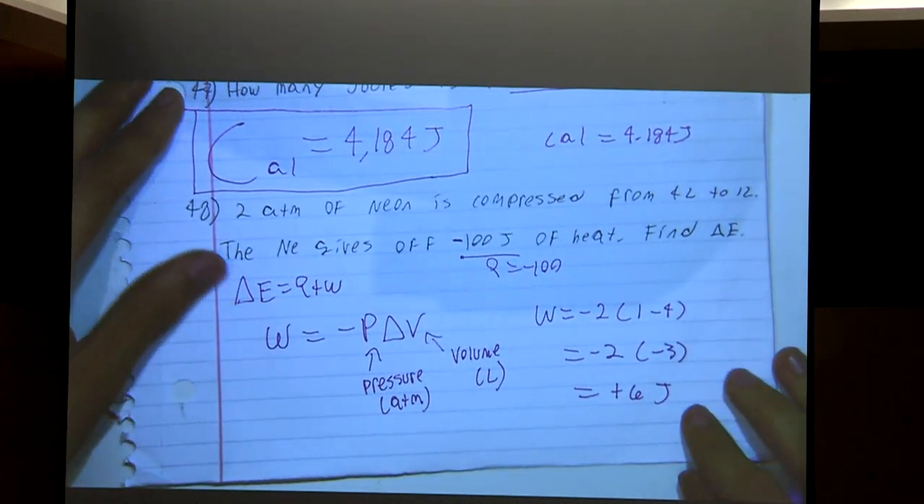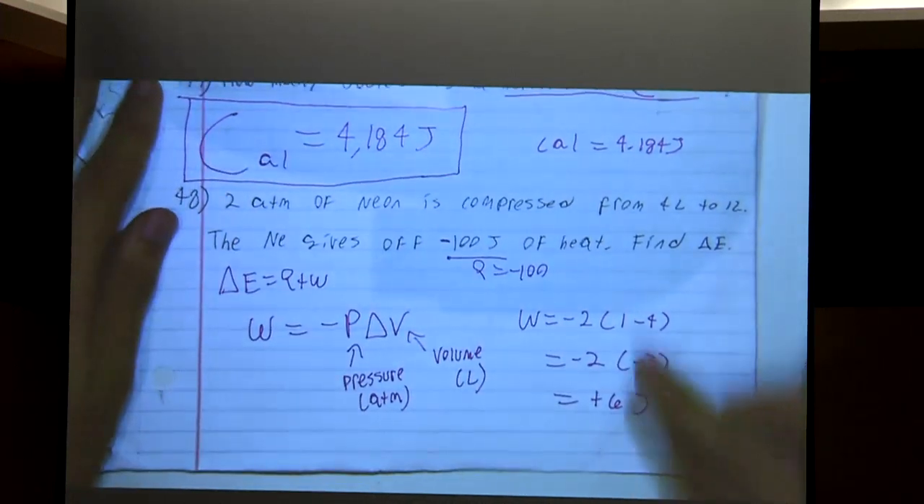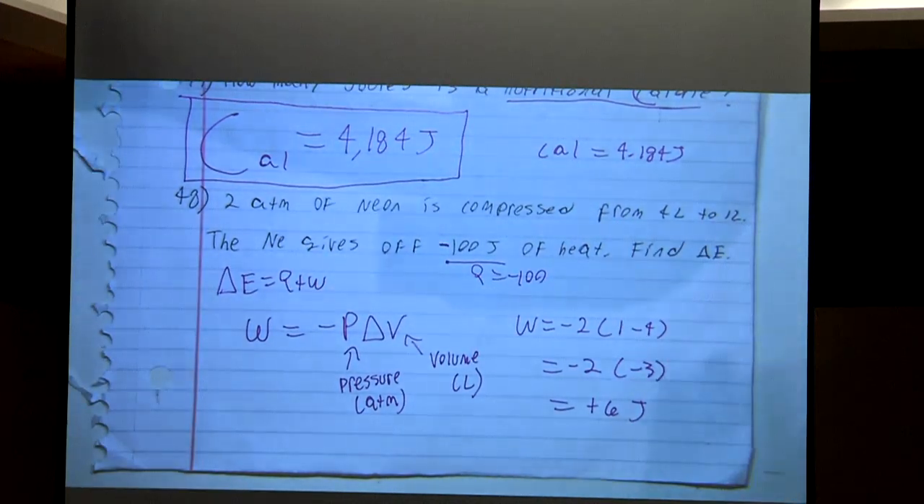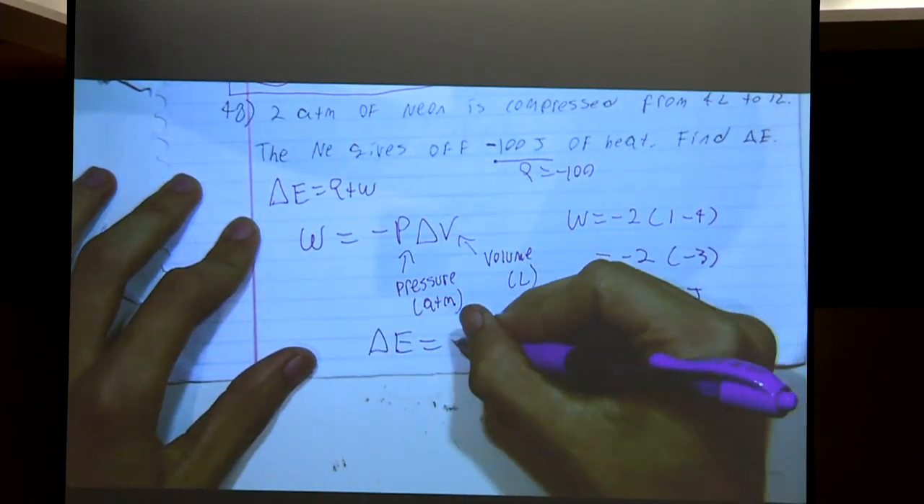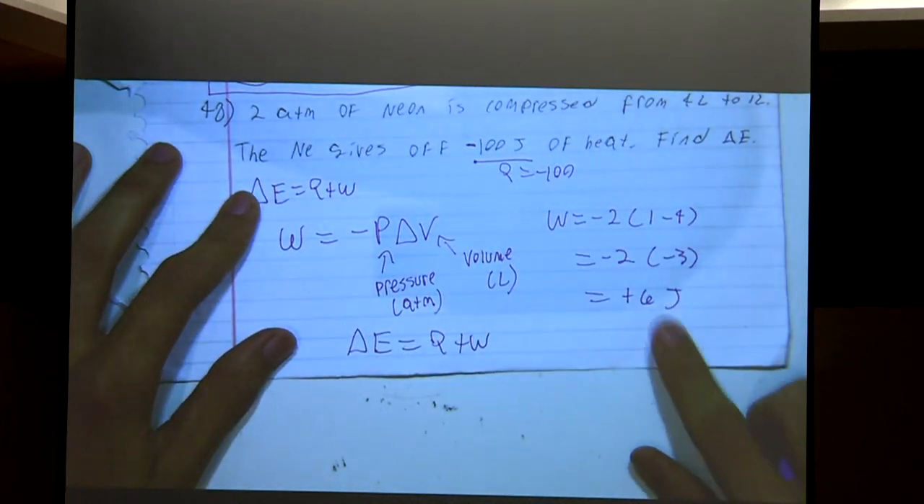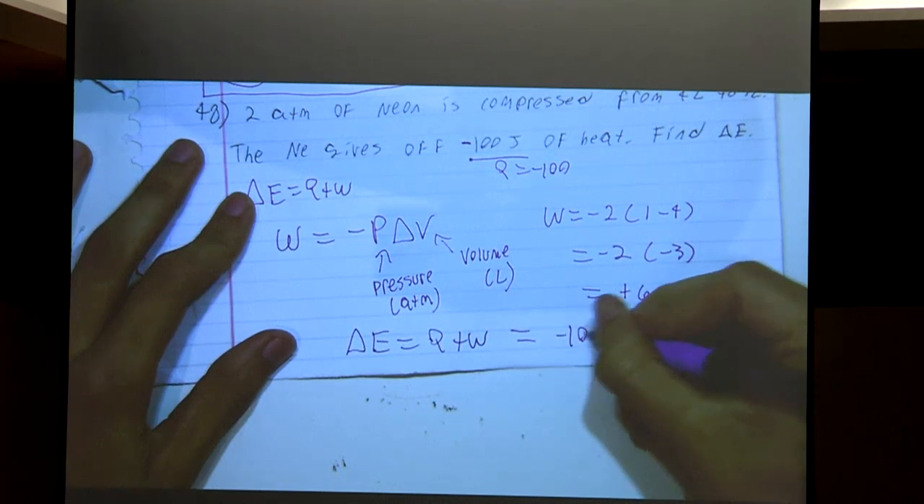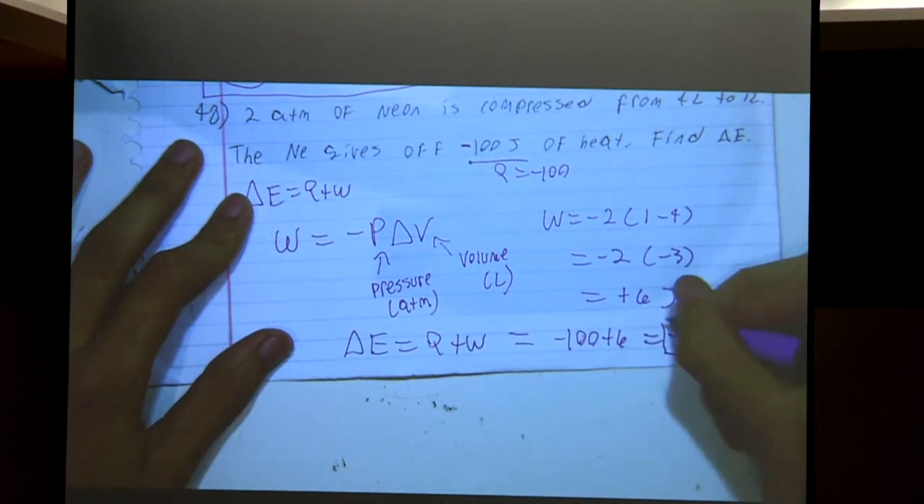joules. So that should make sense that it's positive because the gas is being compressed. So it's got a smaller volume, and you have to do work to that system. You have to do work to the gas in order to compress it. Because remember, gas wants to expand. So then we just have our delta E formula. Delta E equals Q plus W. Q is negative 100, W is 6. So we get negative 94 joules as our final answer.